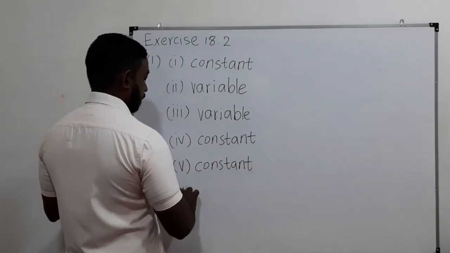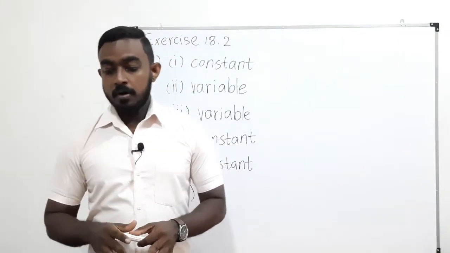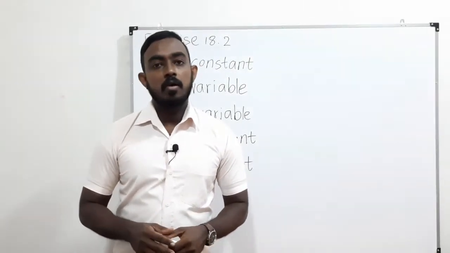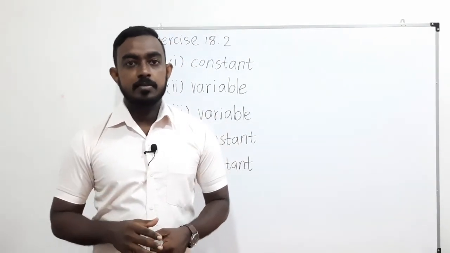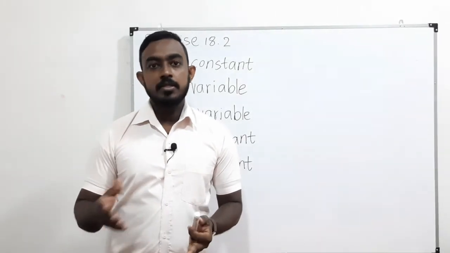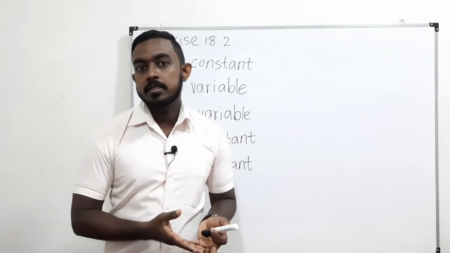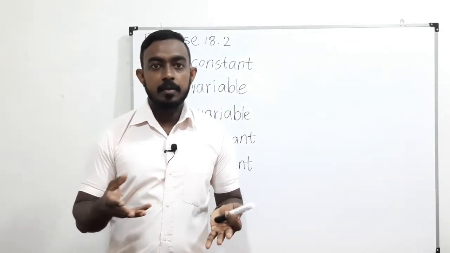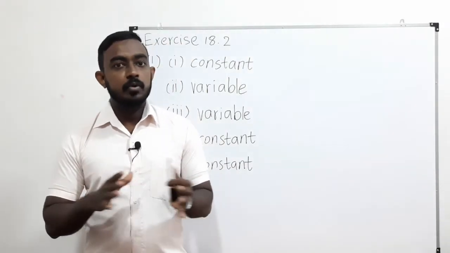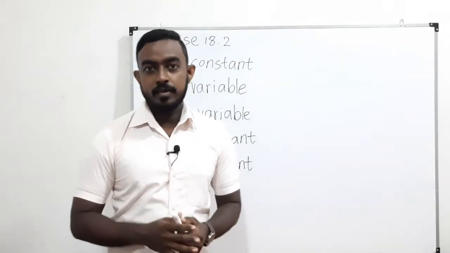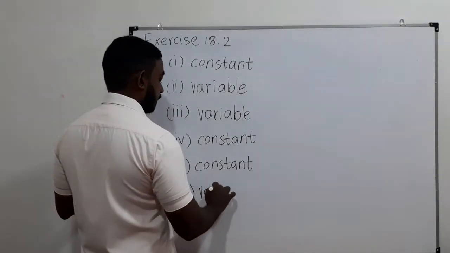Then for Roman number 6, they say the number of limes in 1 kilogram of limes. So you know that the number of limes in 1 kilogram may change. If they are big, then there will be a lesser amount. If they are small, then there will be more. Therefore, we do not know the exact amount, so we can say that it is a variable.